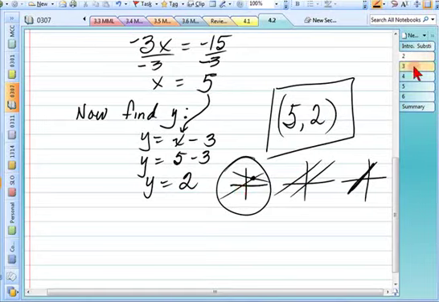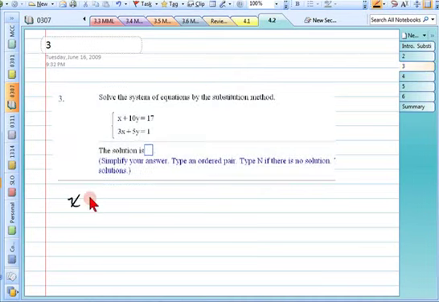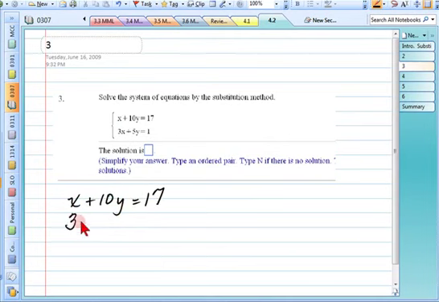All right, let's look at the next one. Unfortunately, the world is not always perfect. And so sometimes you end up with systems that are not ready to do by substitution. Let me write this one out larger. I have x plus 10y is equal to 17, and 3x plus 5y is equal to 1.